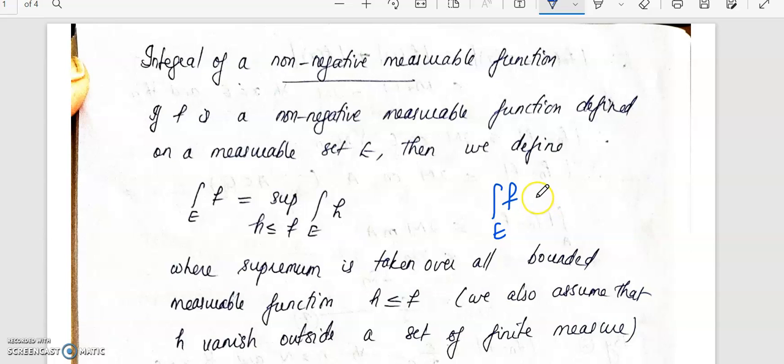If f is a bounded measurable function, then that will be the supremum over all phi less than or equal to f of the integral over E phi. So here phi was a simple function. Now we will define the integral for a non-negative measurable function. Now, if f is a non-negative measurable function, then the integral over E of f is defined as the supremum over all h less than or equal to f of the integral over E of h.